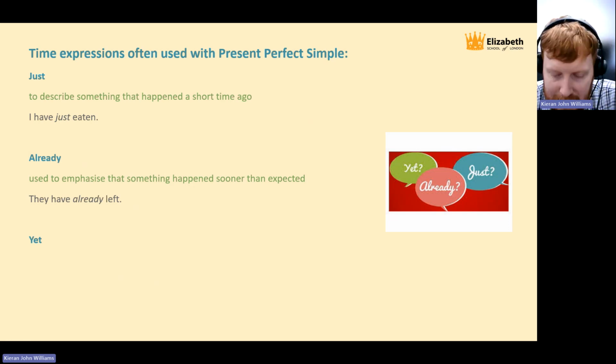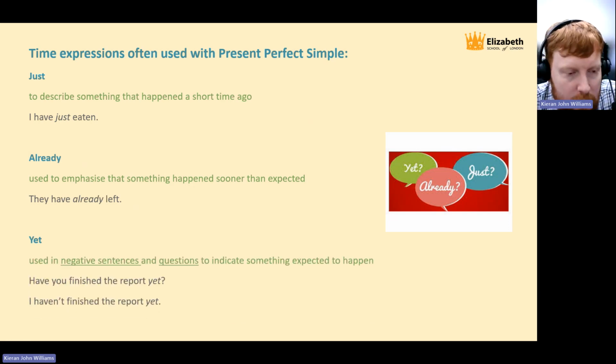We can also use the word yet. Yet is normally used in negative sentences or in questions to indicate something that is expected to happen. So the question, have you finished the report yet? And then the negative form, I haven't finished the report yet. There is an expectation that you will do it. But if you're using it in the negative, it means you haven't done it at this moment.